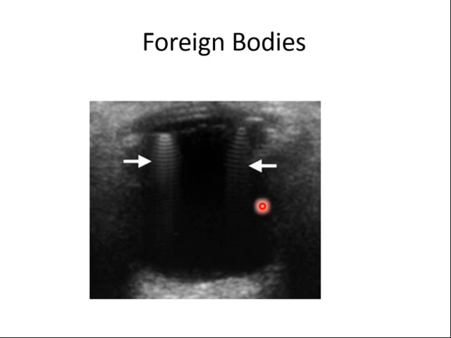Ultrasound is very important in detection of foreign bodies inside the eye in case of trauma. As we see here, this echogenic shadow is the foreign body, and in case of foreign body there will be shadowing, reverberation shadowing behind it. Reverberation artifact, yes.